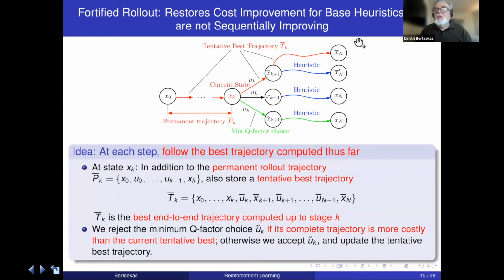But this will provide some insurance that if you have a base heuristic that's generally good, but sometimes it can go wrong, then because of the lack of sequential improvement, this fix of the fortified rollout will make things right again.